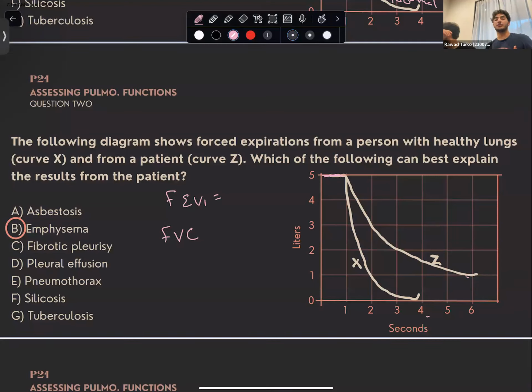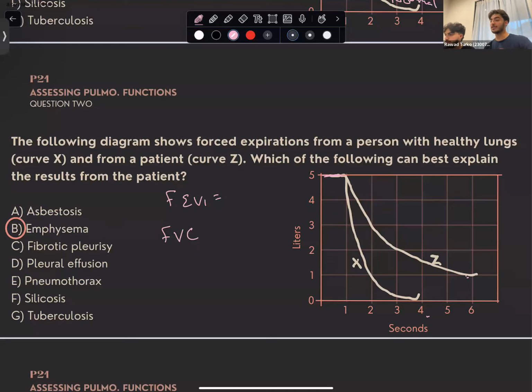That's how long it takes for you to exhale everything all the way down to your residual volume. Okay, so we're measuring 2 things. Now, usually in normal, healthy patients, you should be exhaling in 1 second 80% of your forced vital capacity. If I were to take a deep breath in and exhale all the way out very forcefully, in 1 second, I should have exhaled 80% of my vital capacity.